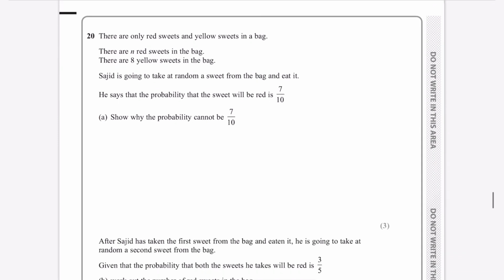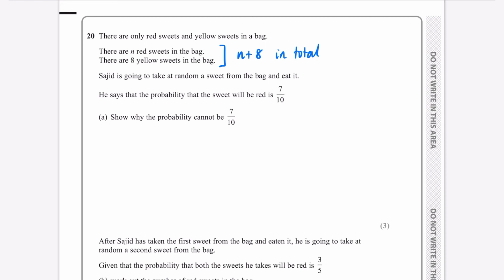Okay, we are nearly there. It says there are only red sweets and yellow sweets in a bag. There are n red sweets and there are 8 yellow sweets in the bag. So in total, as soon as I read this, I think, okay, well, in total, we have n plus 8 in total. Sajid is going to take at random a sweet from the bag and eat it. He says that the probability that the sweet will be red is 7 over 10. Show why the probability cannot be this.